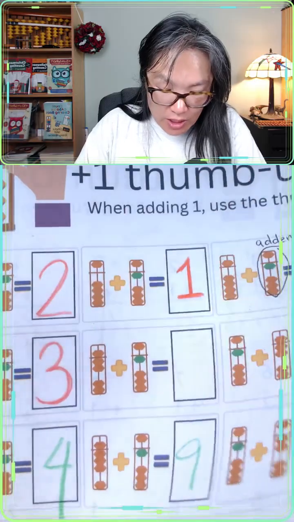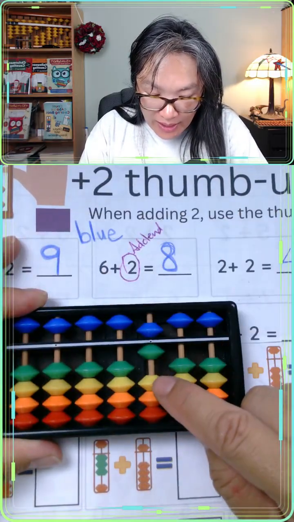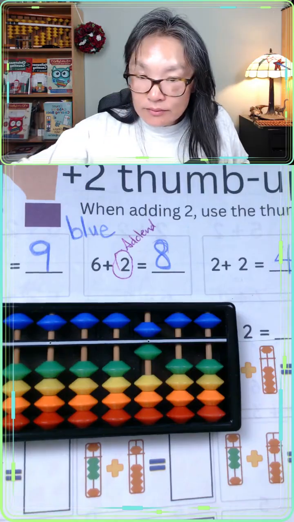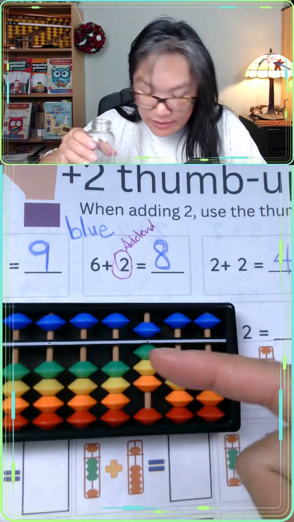That's all I'm doing. So again, when I do 2, my question is, I want to add 2. Can I add 2 beads? Can I do it? Yes, I can. So I can add the 2 beads. My final answer is 8 again.